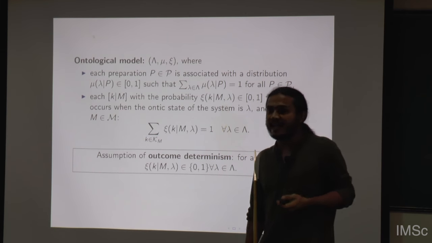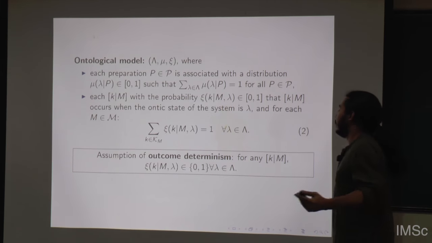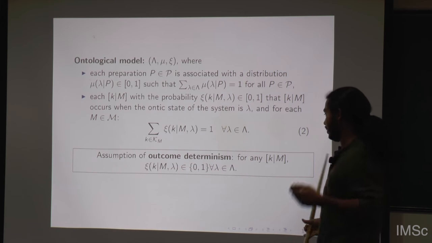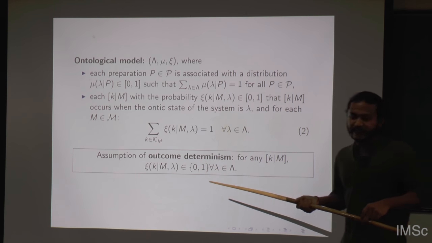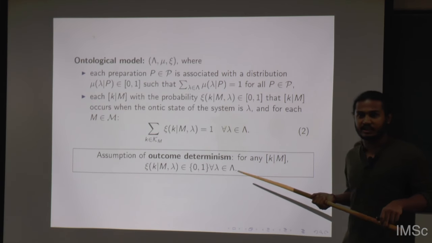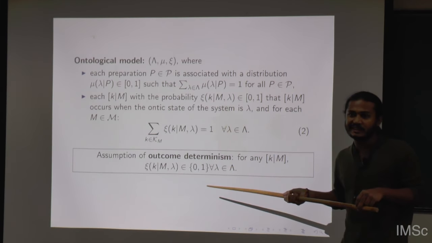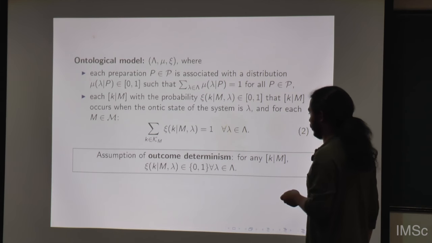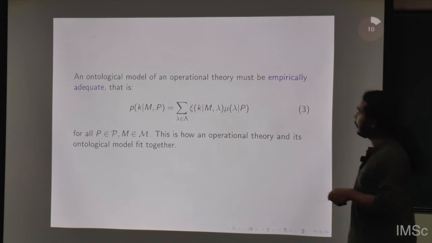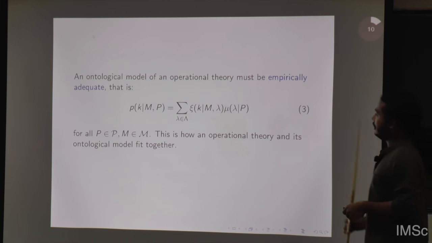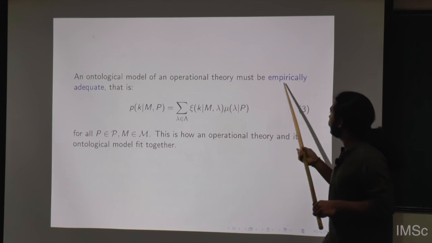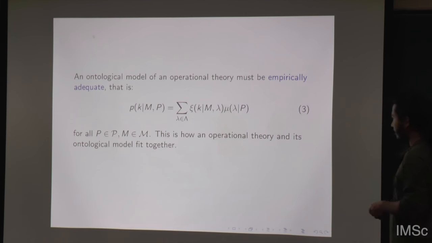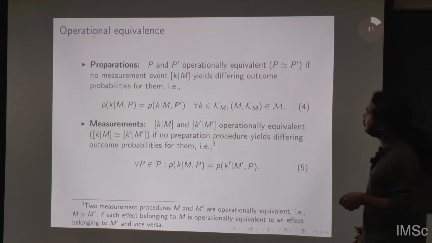This is just saying that at some fine-grained level, the outcomes of measurements are determined. The point is that we do not want to assume this in our discussion. The Kochen-Specker theorem assumes this, and we want to relax this assumption and still derive some sort of no-go theorem. I've already said that the ontological model should be empirically adequate, which means it should reproduce the operational predictions. This is how they fit together.